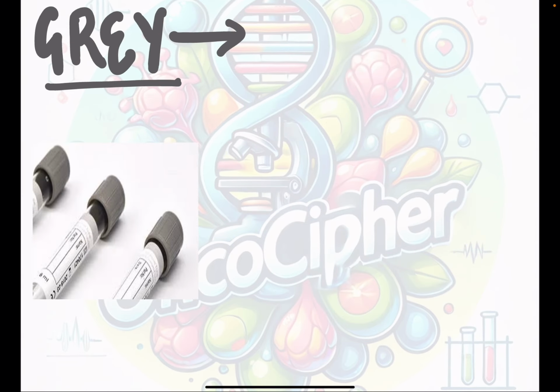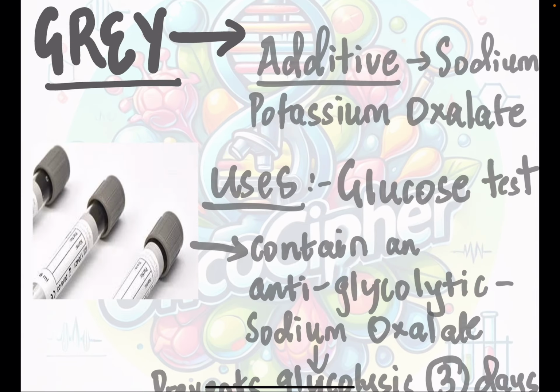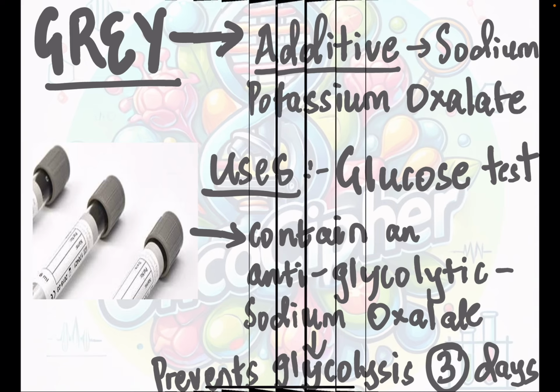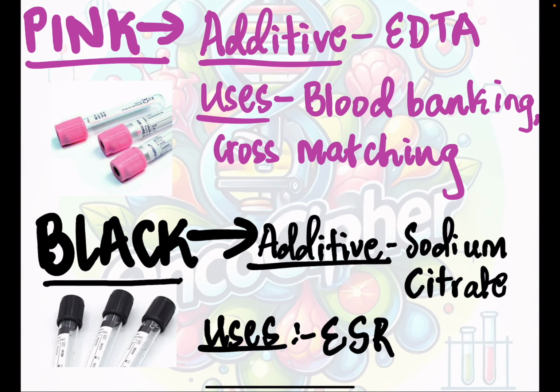We then move on to the gray colored bulb, in which the additive is sodium potassium oxalate, which is used for glucose testing such as FBSL, RBSL, postprandial glucose testing. And this contains an anti-glycolytic agent, which I've said is sodium oxalate, which prevents glycolysis for 3 days, hence used in glucose testing. Now we move on to some very less commonly used bulbs, but we must know what they mean.